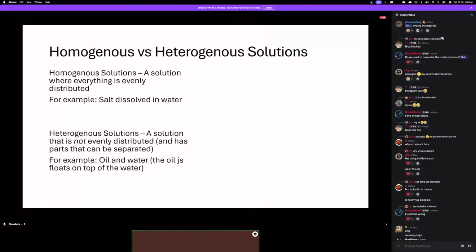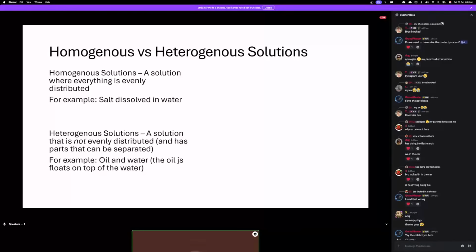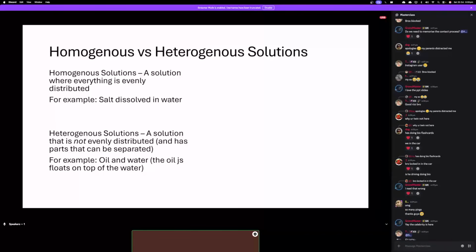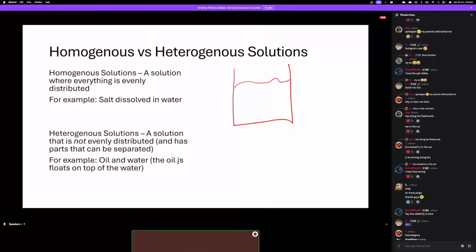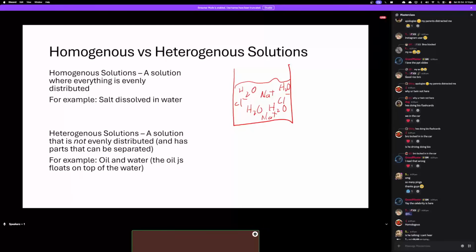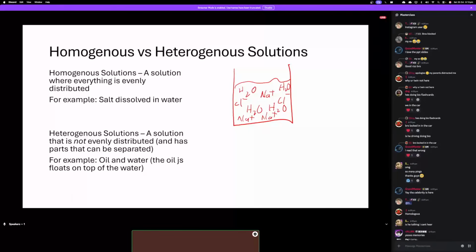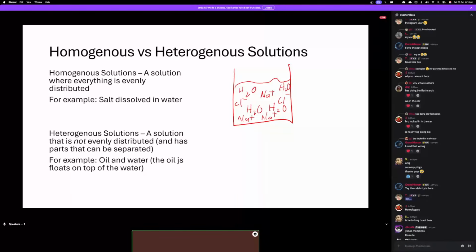Other than that, a solution can either be homogeneous or heterogeneous. A homogeneous solution is where everything's distributed evenly, so salt and water. Commonly in diagrams, let's say I'm dissolving salt, I'll have my H2O and I'll have Na+, and it'll be thoroughly dissolved and mixed into the solution, right? Whereas heterogeneous, they are not evenly distributed; they are separate.